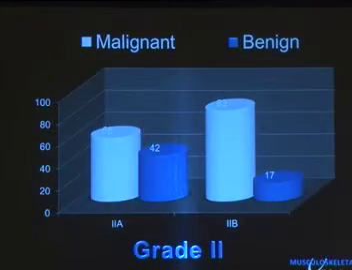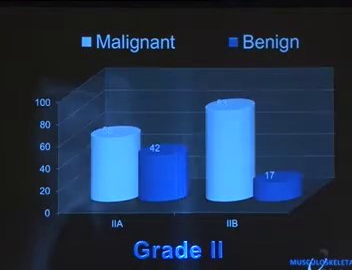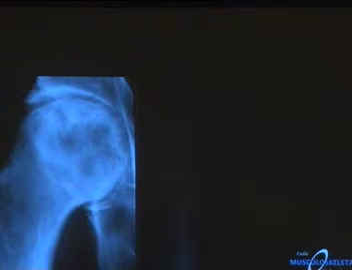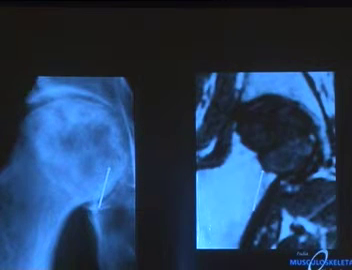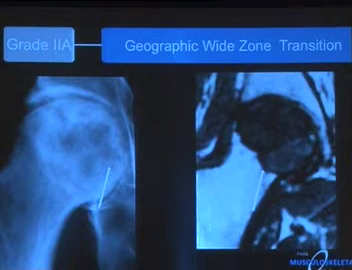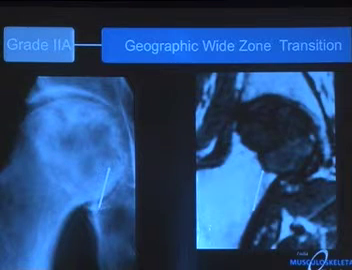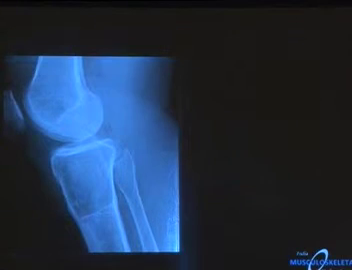So as we move along to the class 2 lesions, now our risk of malignancy begins to increase. Here you can see a geographic lesion, but where does that lesion start and stop? Once you get an MRI scan, it looks a little wider than what you see here. So this is a wide zone of transition, geographic, and this is what we call a 2A, and this is actually a very low-grade malignant tumor. This is a clear cell chondrosarcoma, a low-grade malignant tumor with that wide zone of transition.